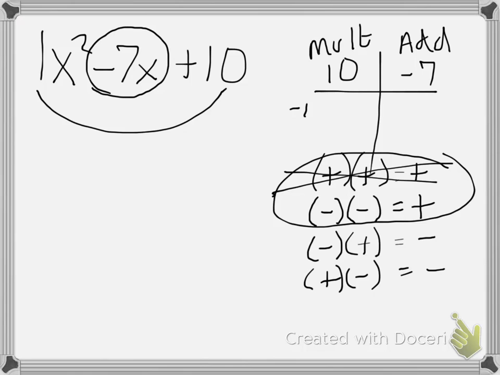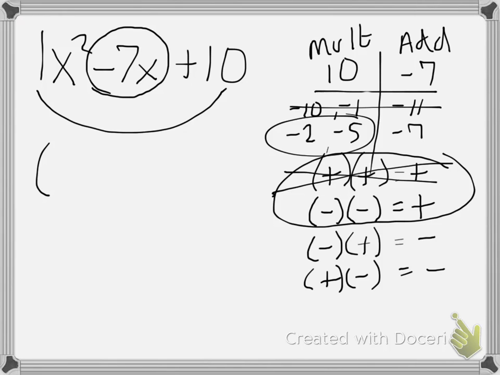So negative 10, negative 1, whoops, those add to negative 11, so that didn't work. 2 and 5, negative 2 and negative 5. Those two add to negative 7, so bingo. So when we place them into the binomials, it's x minus 2, x minus 5.